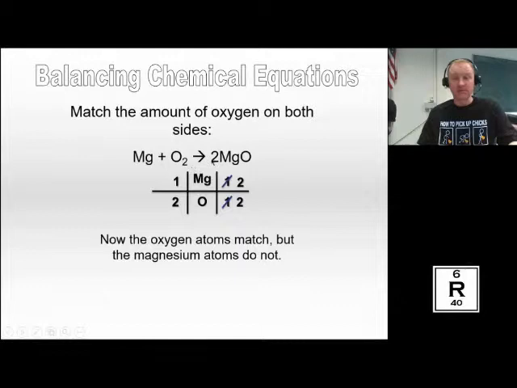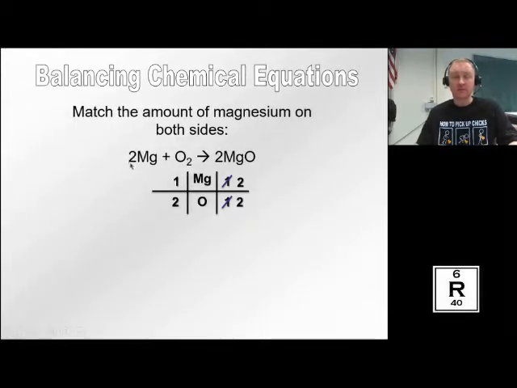By the way, these numbers in front are called coefficients. What can I do to make the magnesium on the reactant side balance the magnesium on the product side, because the oxygens are good? And you might be noticing right here I could add a value. And so that's what we're going to do. We're going to put a 2 here.